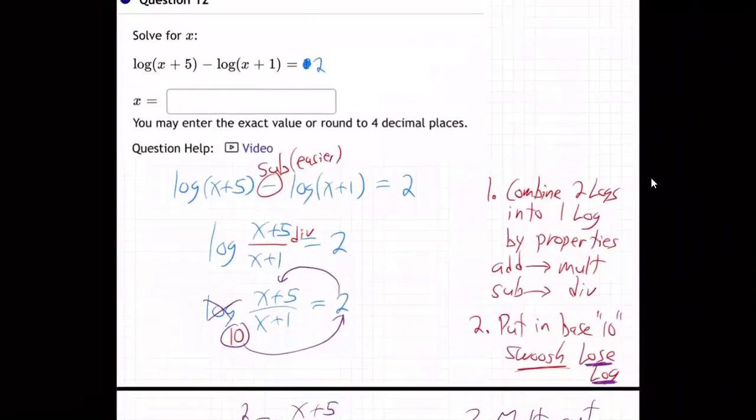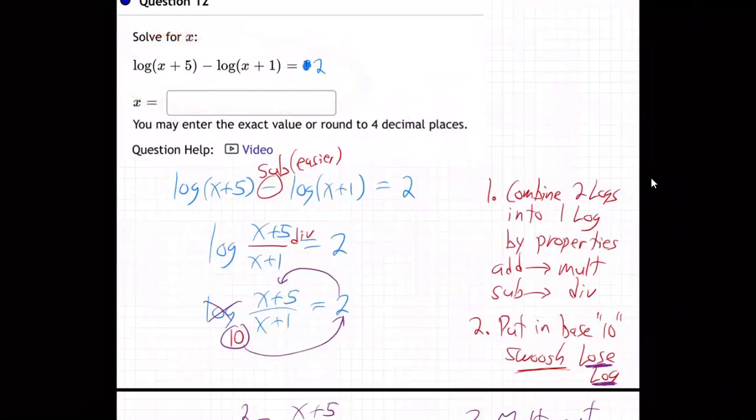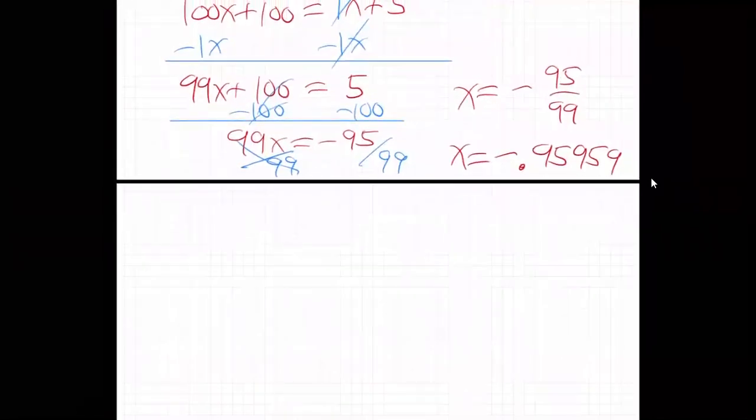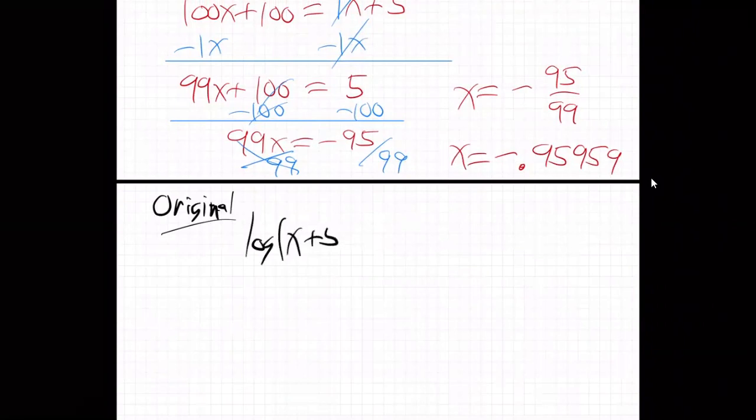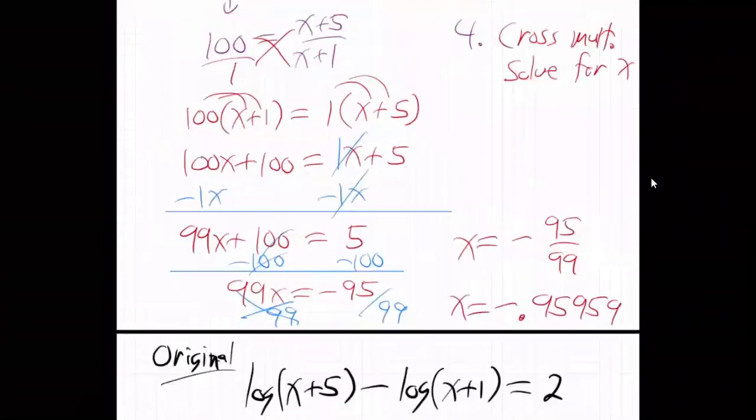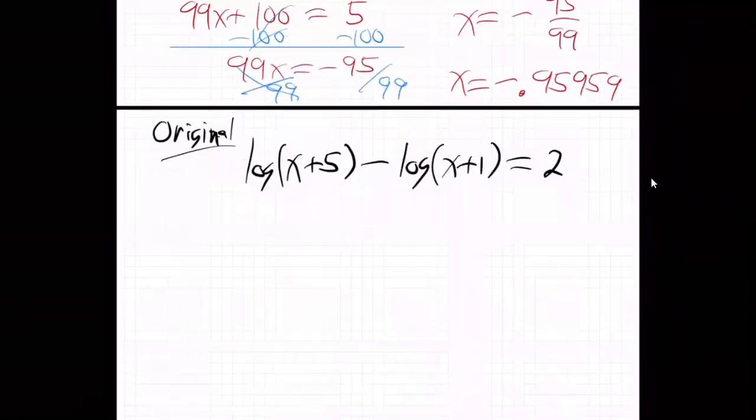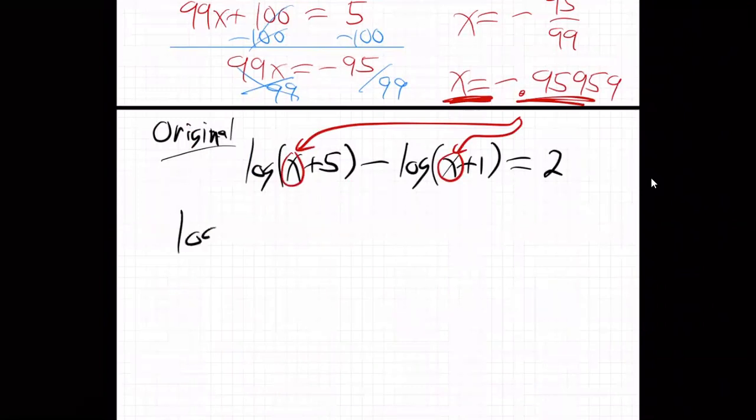So if we go back to the original question, this one: log (x plus 5) minus log (x plus 1) equals 2. So here's the original question. Log (x plus 5) minus log (x plus 1) equals 2. Did I get that right? X plus 5, x plus 1, 2, minus in between. Yeah. So the question is, if you were to take this answer and plug it in for x, remember we're saying x equals that. What would it make of the inside?